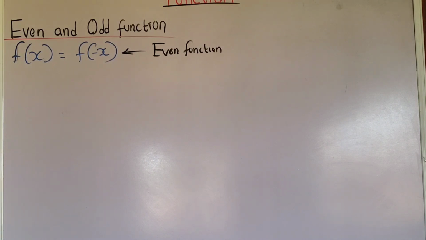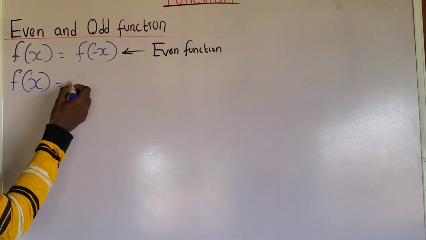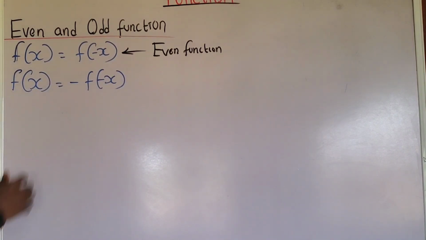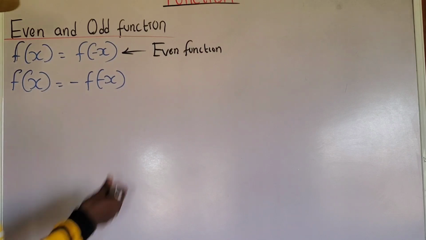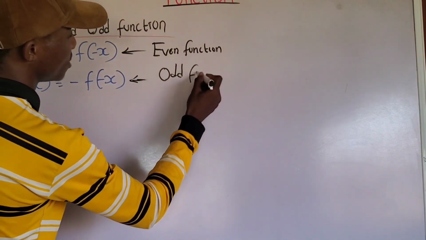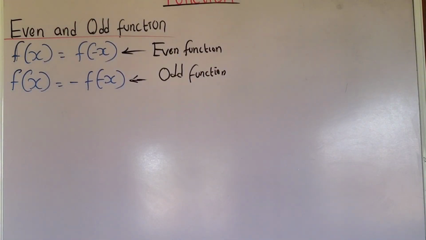Now, for the odd function, when do we say a function is odd? A function is odd if it satisfies the following condition: if f of x is equal to negative f of negative x. If the function satisfies this condition, the function is said to be odd. You understand? Okay, now, having learned what is meant by even and odd function, let's look at some examples.